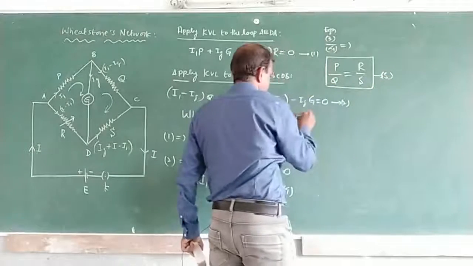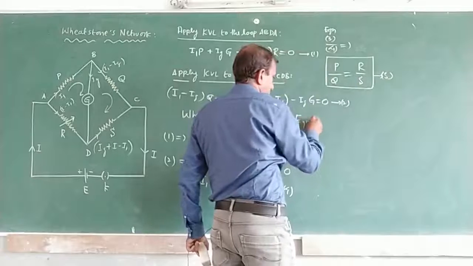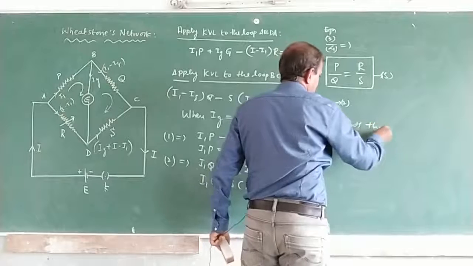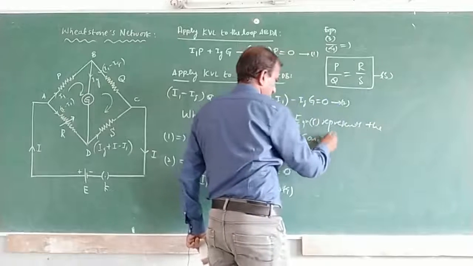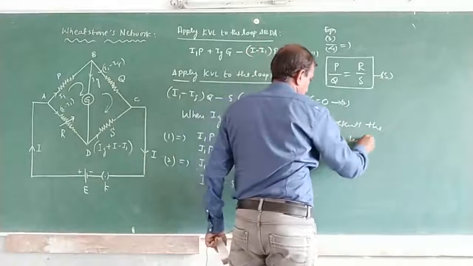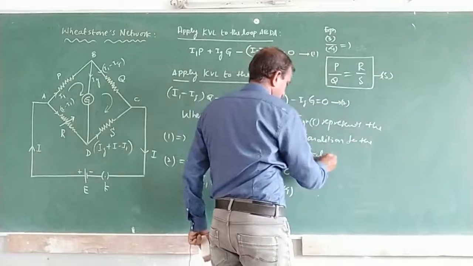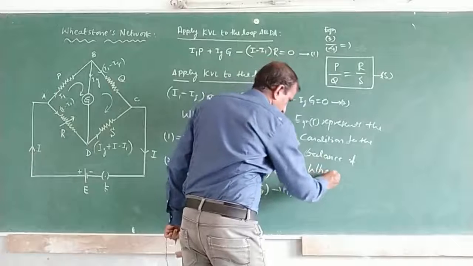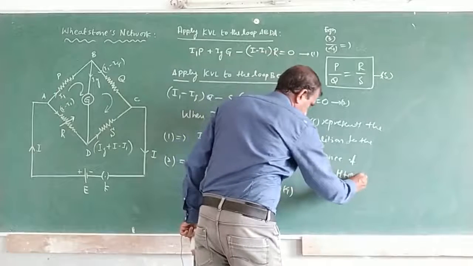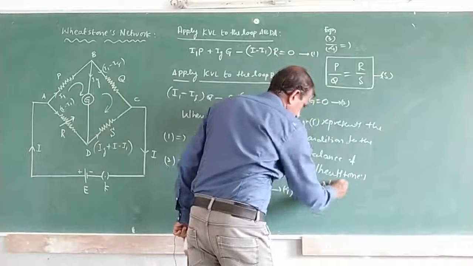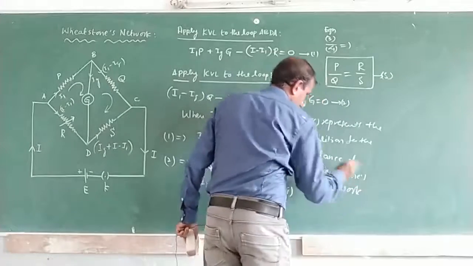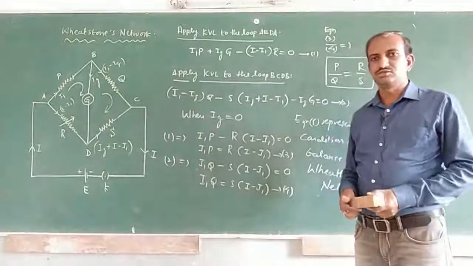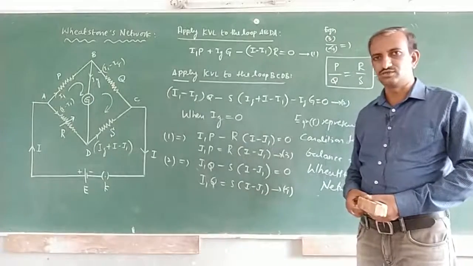Equation 5 represents the condition for the balance of the Wheatstone's network. When the current through the galvanometer is 0, the network is said to be balanced.